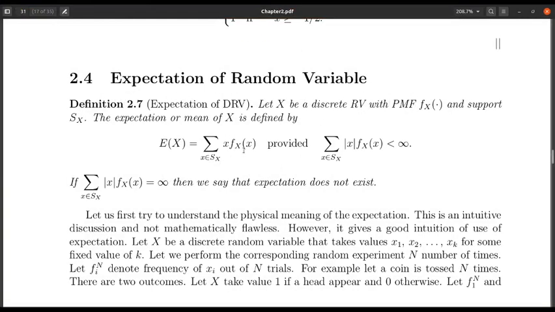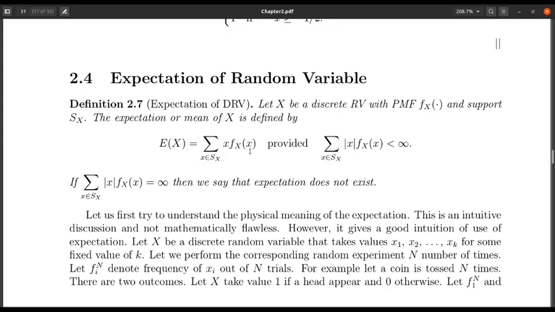Note that here also, when Sx is finite, we do not have any problem. This always converges. But when Sx is a countably infinite set, then we can have a problem. This sum may converge, may not converge, and in that case we need to check whether this sum converges or not. If this sum converges absolutely, then this sum itself converges, so this condition is kept there solely to confirm that this sum converges.